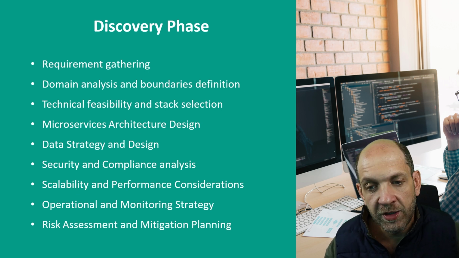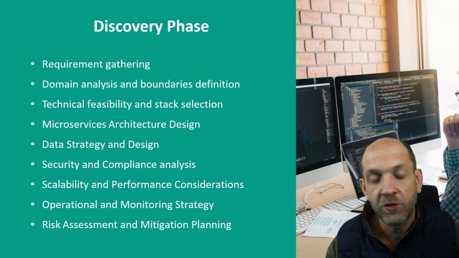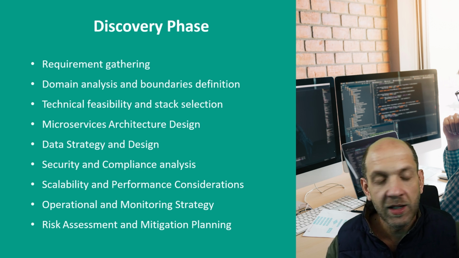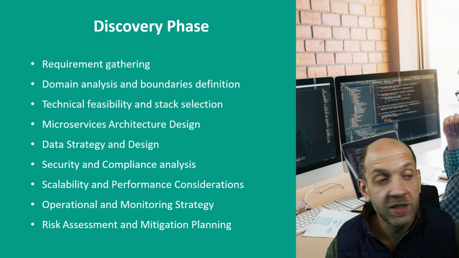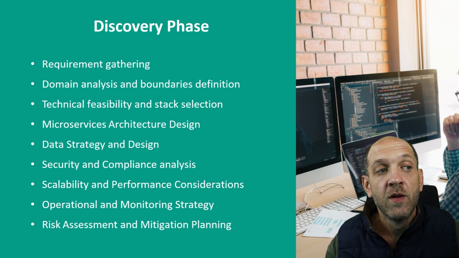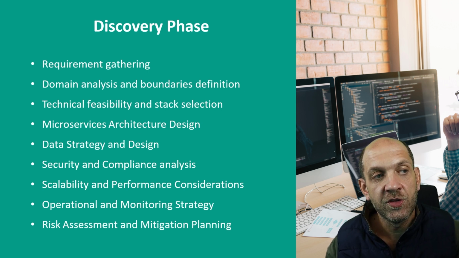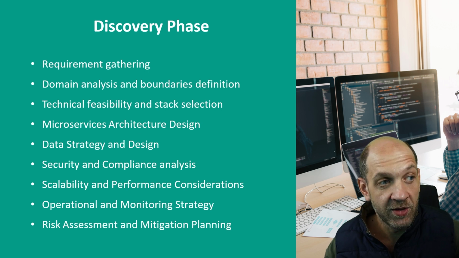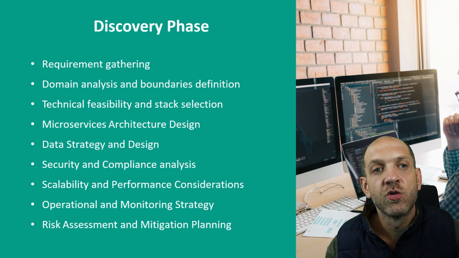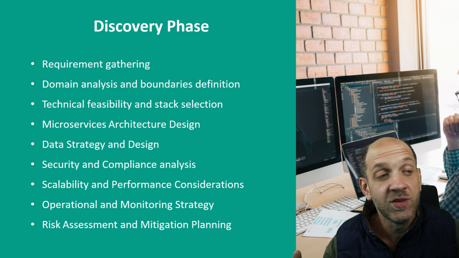Also, not to forget the operational and monitoring strategy for each project. Especially for a microservice project, you need to have something like this in place. And last but not least, also a risk assessment and mitigation planning phase, where you want to understand exactly what the risks are, and if certain risks occur or problems happen, what the mitigation plans are. You need to have this in place in order to have a robust application ecosystem. Otherwise, when something goes wrong, nobody knows exactly what to do.